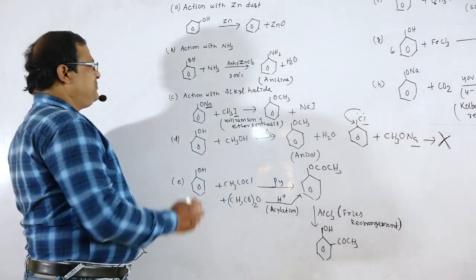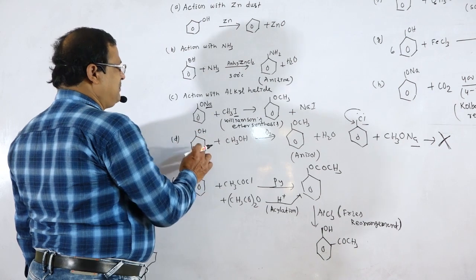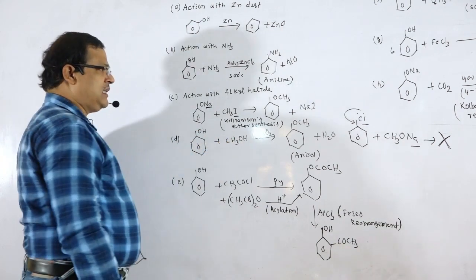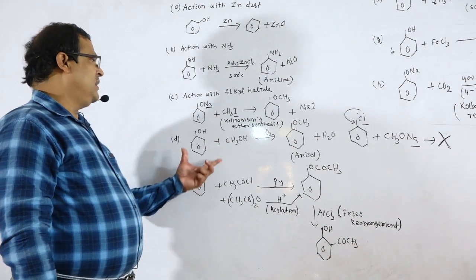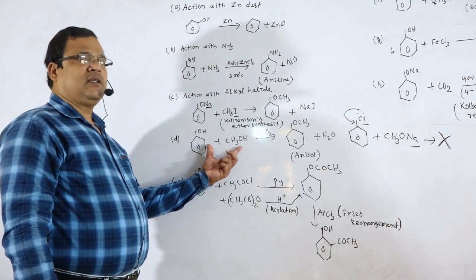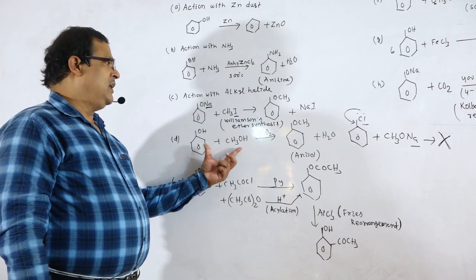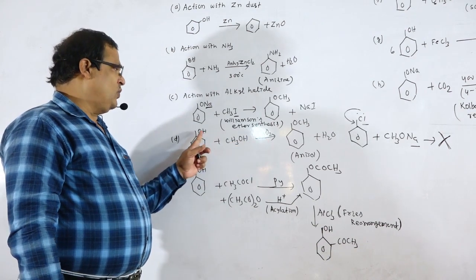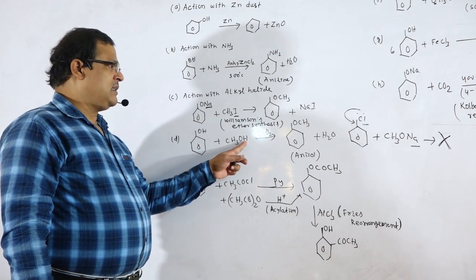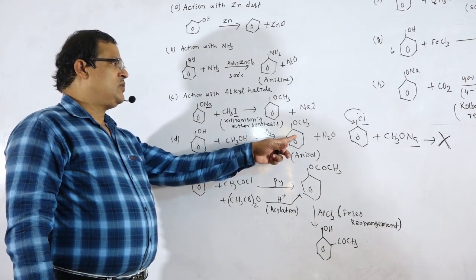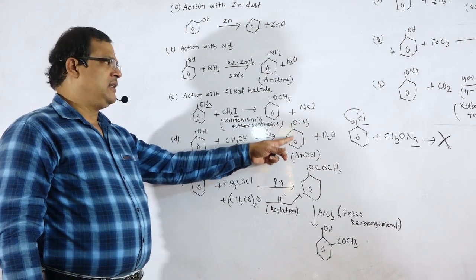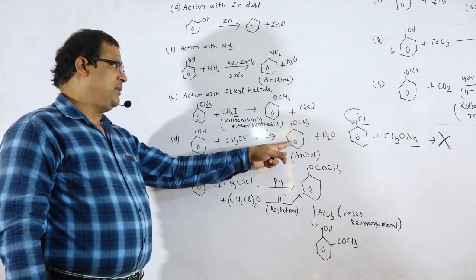So next one: phenol that has been treated with methyl alcohol, that is, reaction with alcohols, methyl alcohol in presence of thorium oxide. The OH part and H part are removed in the form of water. So there is the formation of anisole, methoxybenzene.